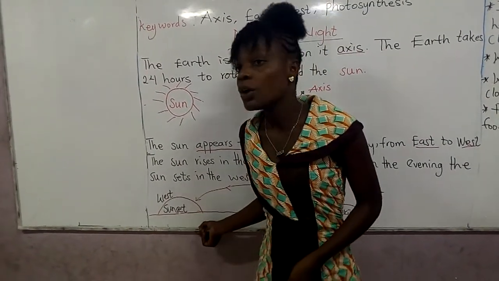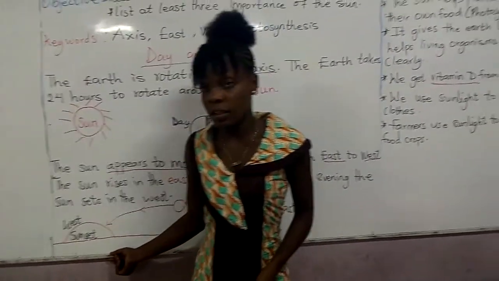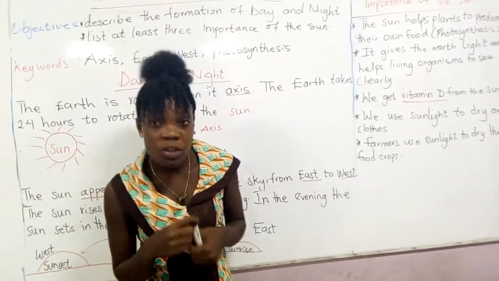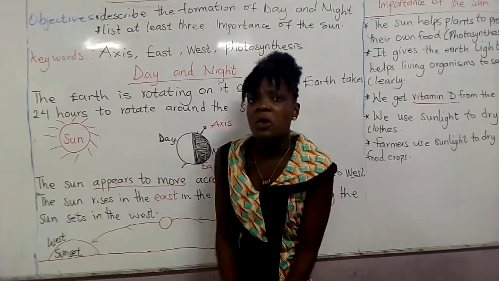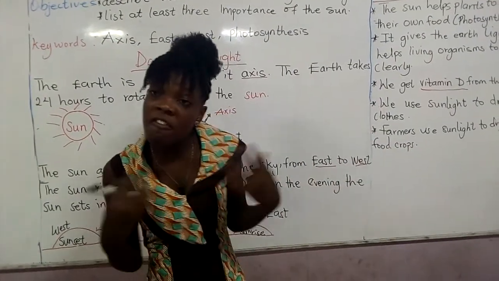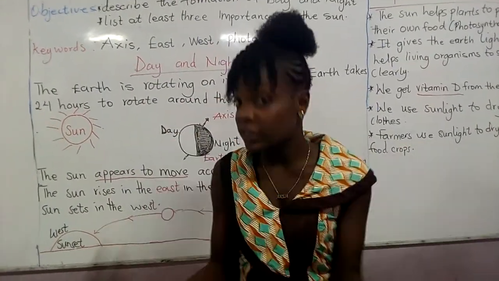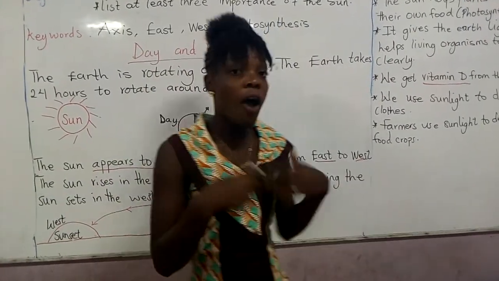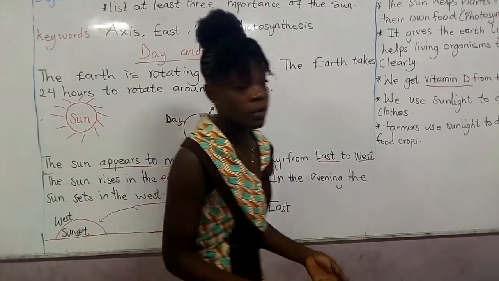Without the sun, we won't be able to live on this earth. We say that the sun keeps us warm. So let's take that there will be no sun. We will be frozen, and every living creature on this earth will die. So that's why we have importance of the sun, because it helps us.